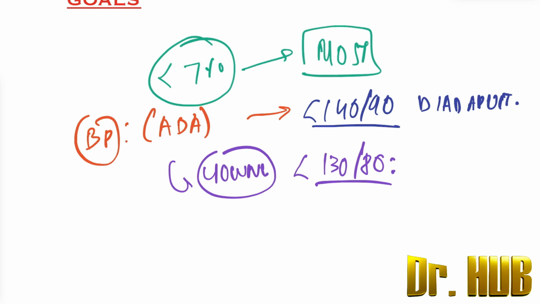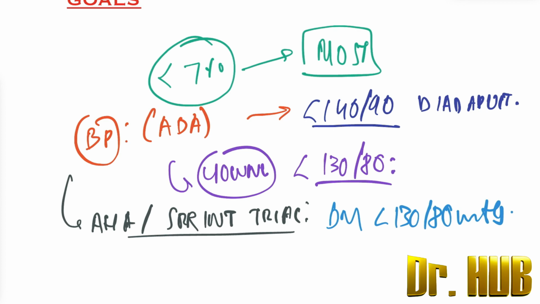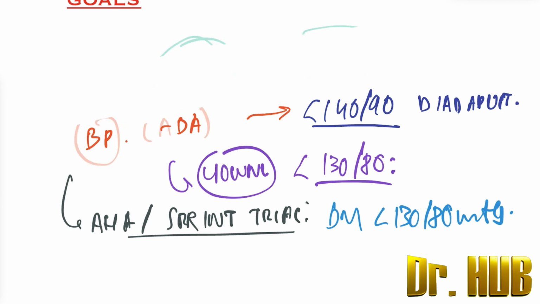Next, there are the AHA SPRINT trial recommendations. As per the SPRINT trial, the goal of blood pressure in patients with diabetes mellitus should be brought to less than 130/80. And the unit is always mmHg.